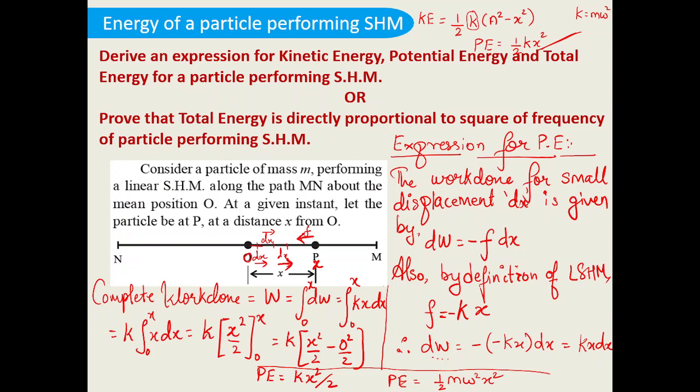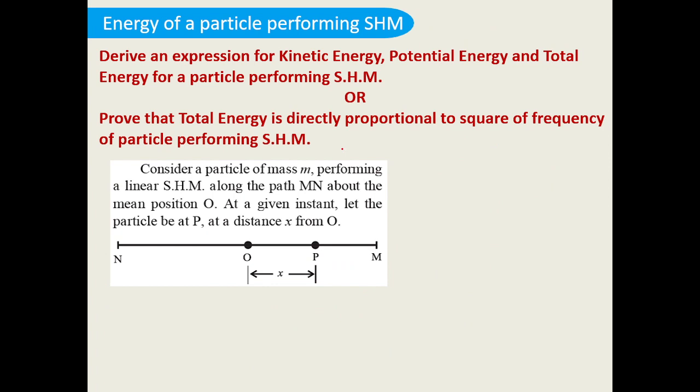Now we will be calculating the total energy. What is total energy equal to? Total energy is equal to kinetic energy plus potential energy. Kinetic energy is given by half m omega square (a square minus x square), and potential energy is given by half m omega square x square.